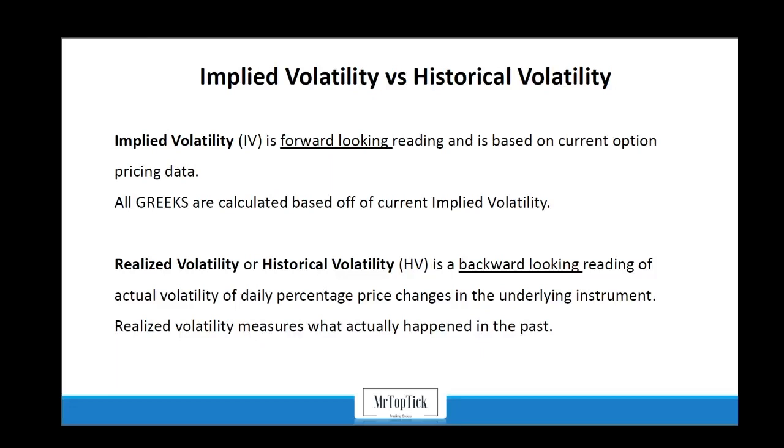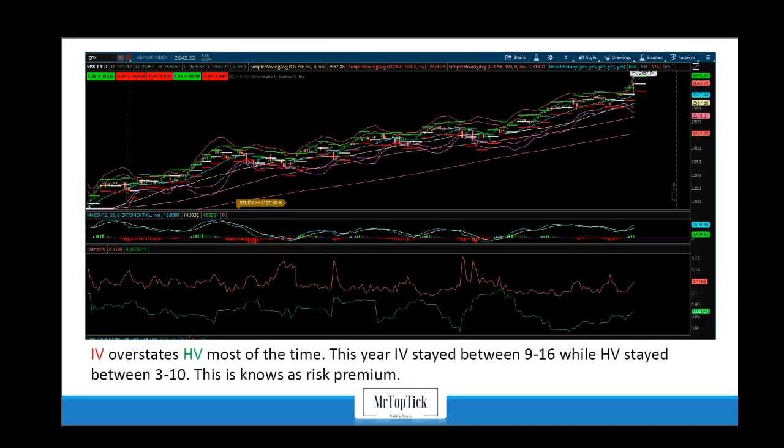And now you can also look at a study in Thinkorswim. So we have this red line, which is implied volatility. This is what the market is implying, looking forward 30 days. And the green line is the realized volatility.